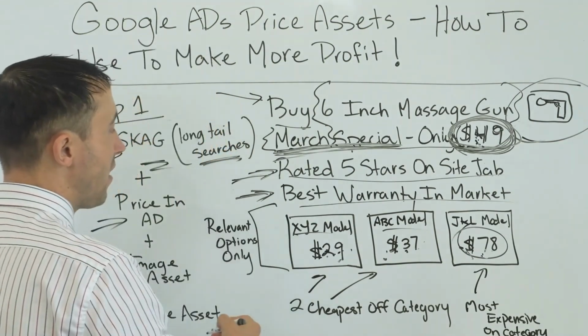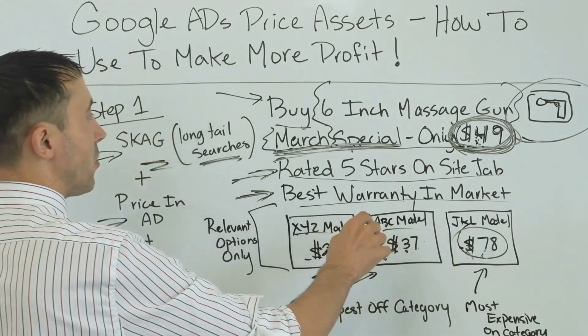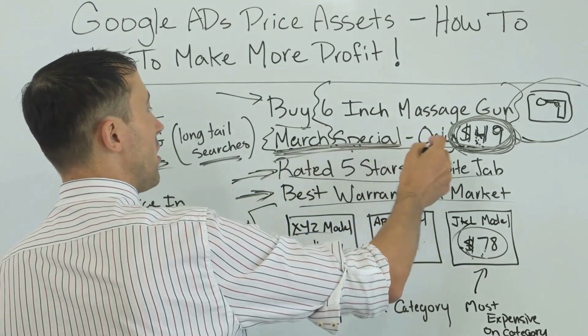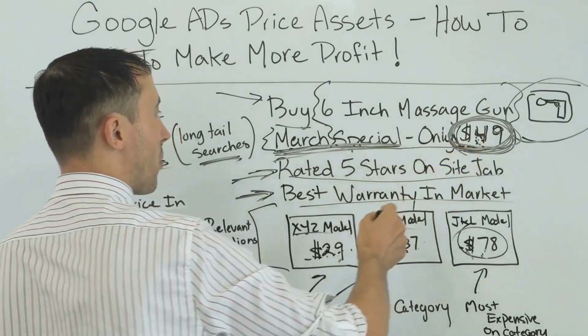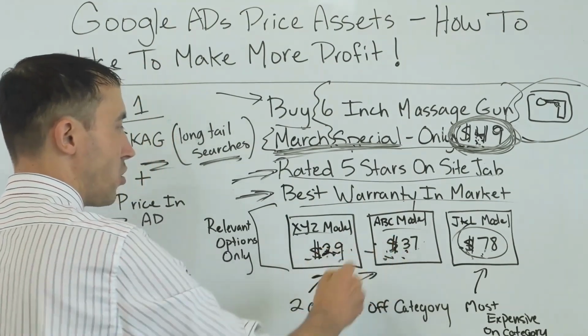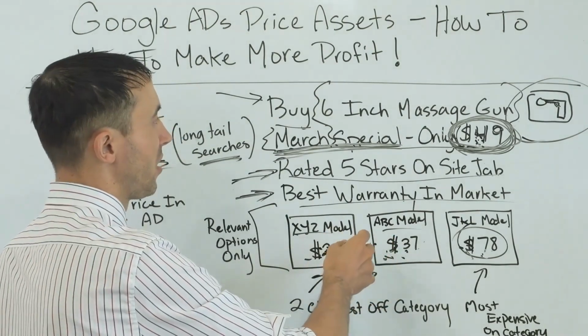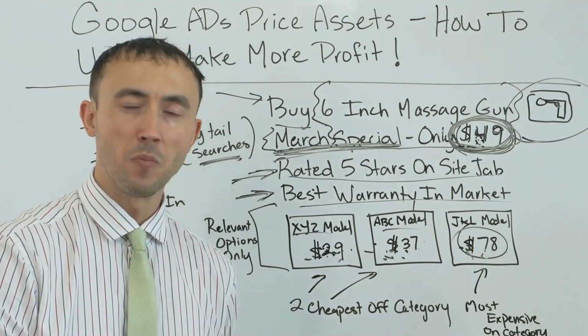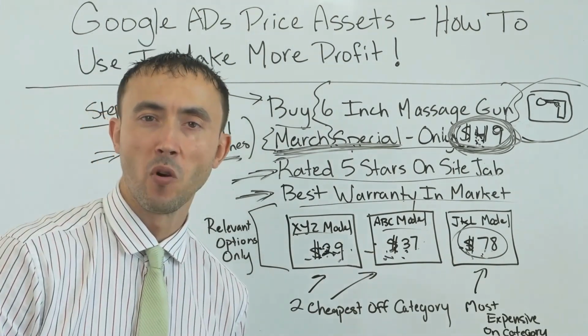So with that said, the ad asset gets people's attention on the ad even more than having the special in the headline of the ad and the low price in the headline of the ad, because they're like, oh, wow, this is actually super cheap. Even though there's no 6-inch massage gun for $29, by having it there, it'll just simply increase the click-through rate. And that's the important thing.